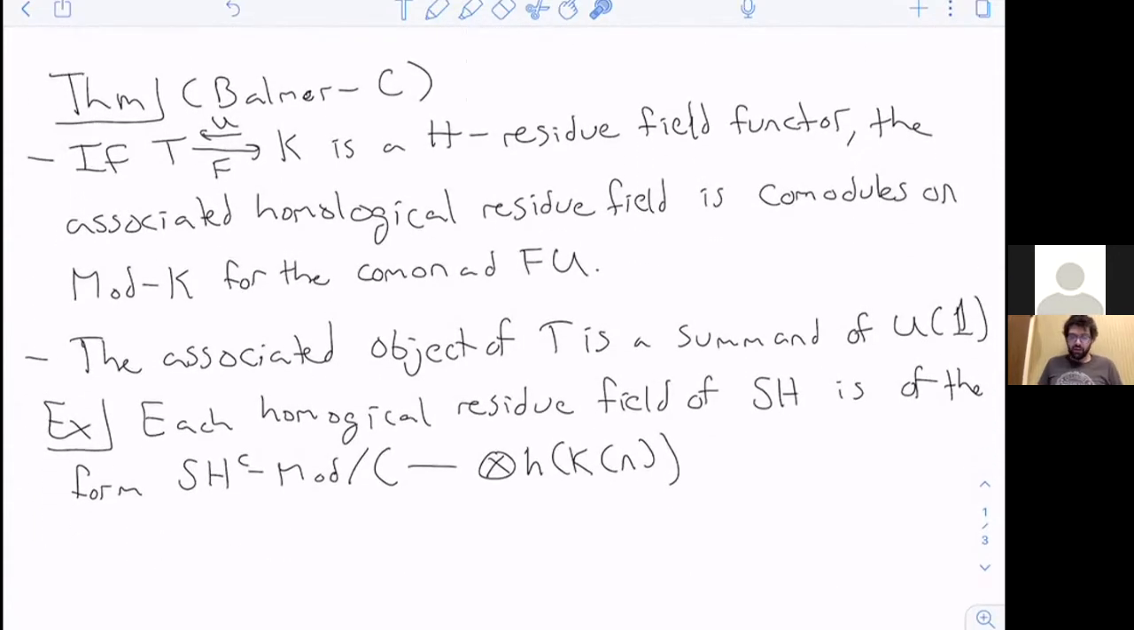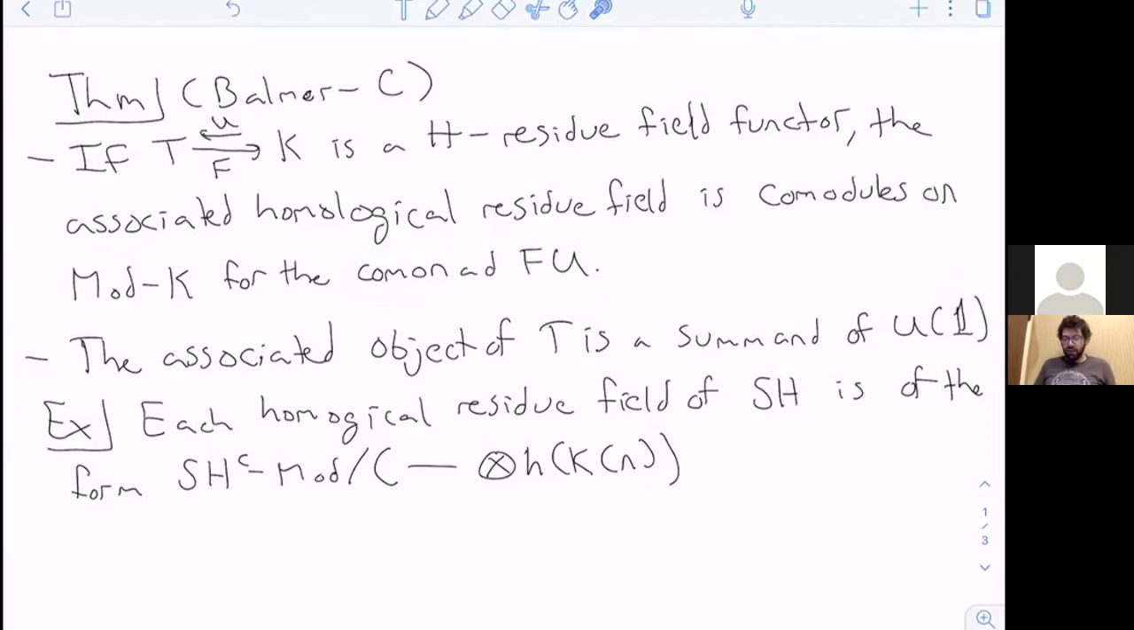It's given by this theorem of Paul Balmer and myself. If you have a tensor triangulated residue field, let's call it K, and let's call the residue field functor F, then the associated homological residue field is comodules on modules for K for the comonad F F-lower-star. So this homological residue field, which in its definition doesn't involve K at all, is related to K in this way. And moreover, the associated object of T, whose kernel gives you the homological residue field, is a summand of the right adjoint applied to the tensor unit of K.